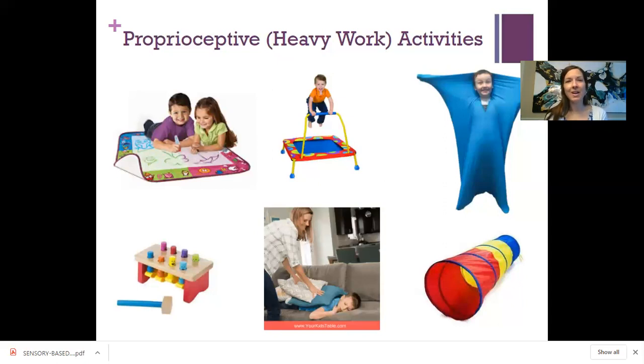Jumping on a trampoline, that's a lot of proprioceptive input. Think about all the weight that's going on to those joints and hips and knees and ankles and feet. On the top right is a body sock.